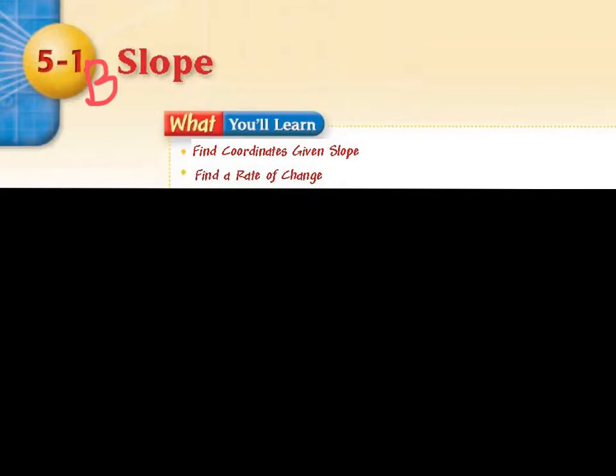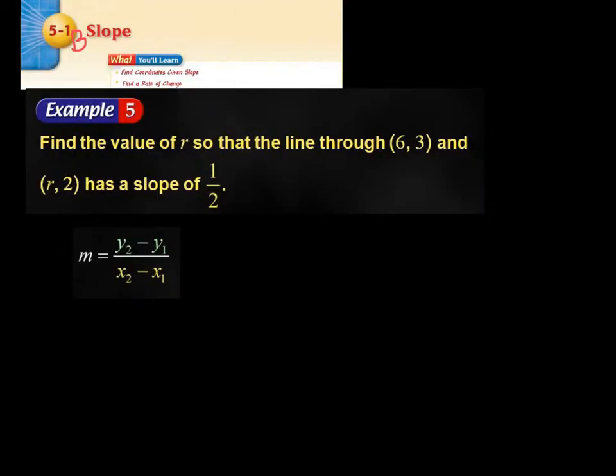In 5.1 Part B, we will be finding coordinates given slope and finding rate of change. For example 5, we're starting with 5 because we are continuing lesson 5.1. Find the value of r so that the line through (6, 1) and (r, 2) has a slope, we use m for slope, of 1/2.